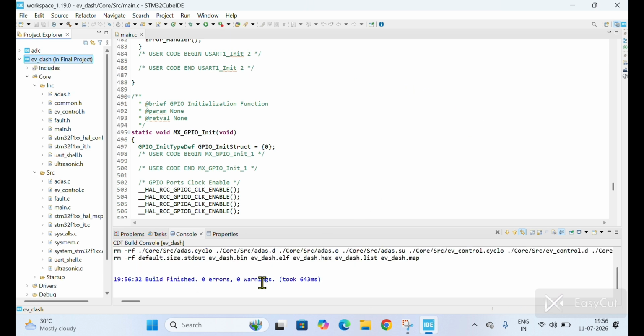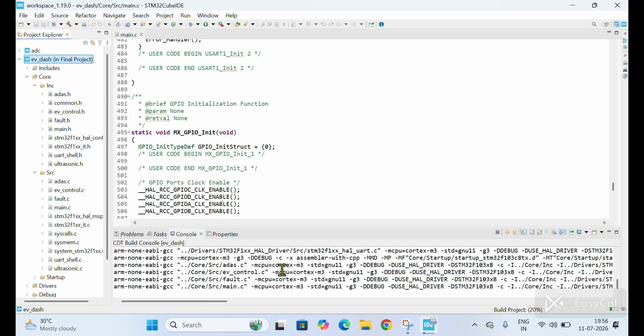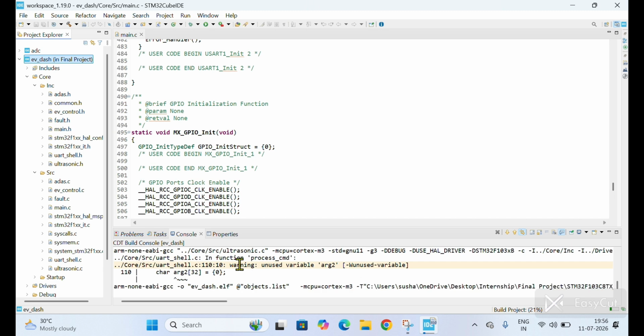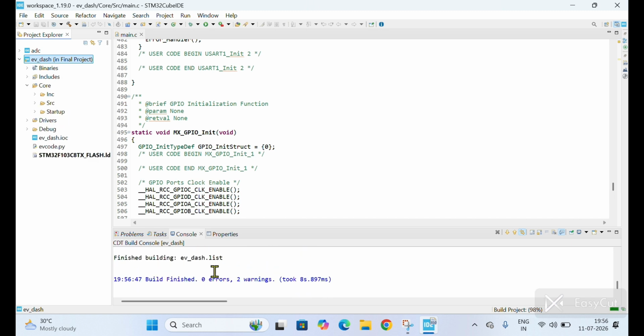Here we are getting 0 errors, 0 warnings. It's time to build the project, so we will build this project. We are getting 0 errors.